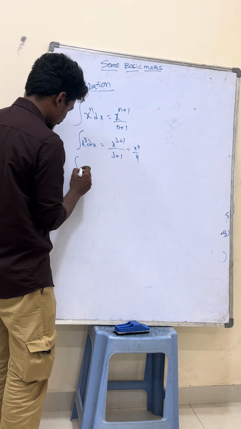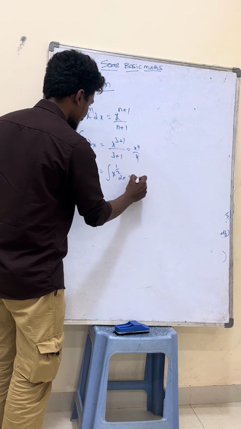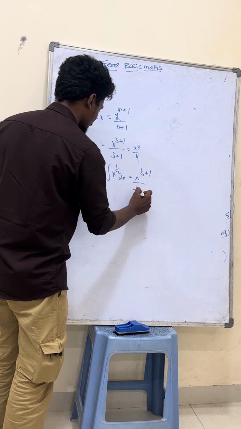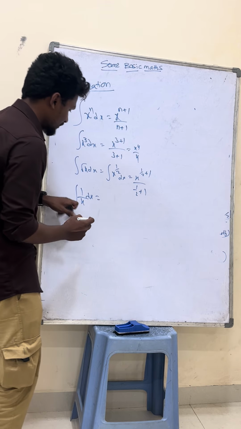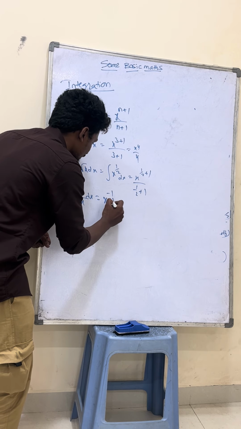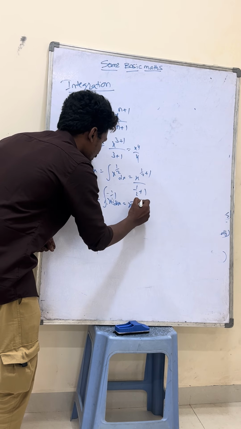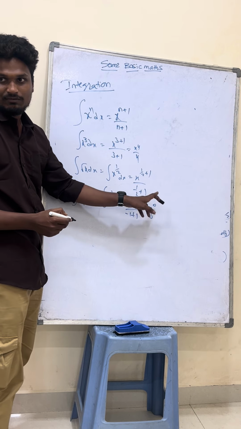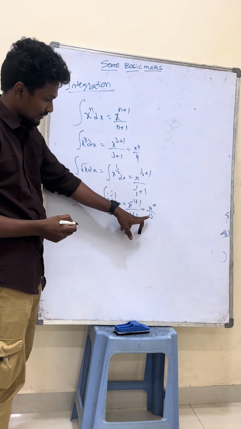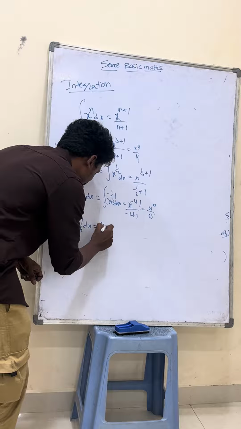What about integral root x dx? Root x can be written as x power 1 by 2 dx, that is x power 1 by 2 plus 1 by 1 by 2 plus 1. Now, what about integral 1 by x dx? Now you might be thinking it as integral x power minus 1 dx, which is x power minus 1 plus 1 by minus 1 plus 1, which is x power 0 by 0. But something by 0 is undefined in mathematics. You can't divide something by 0. That is correct, right? So integral 1 by x dx is ln x.